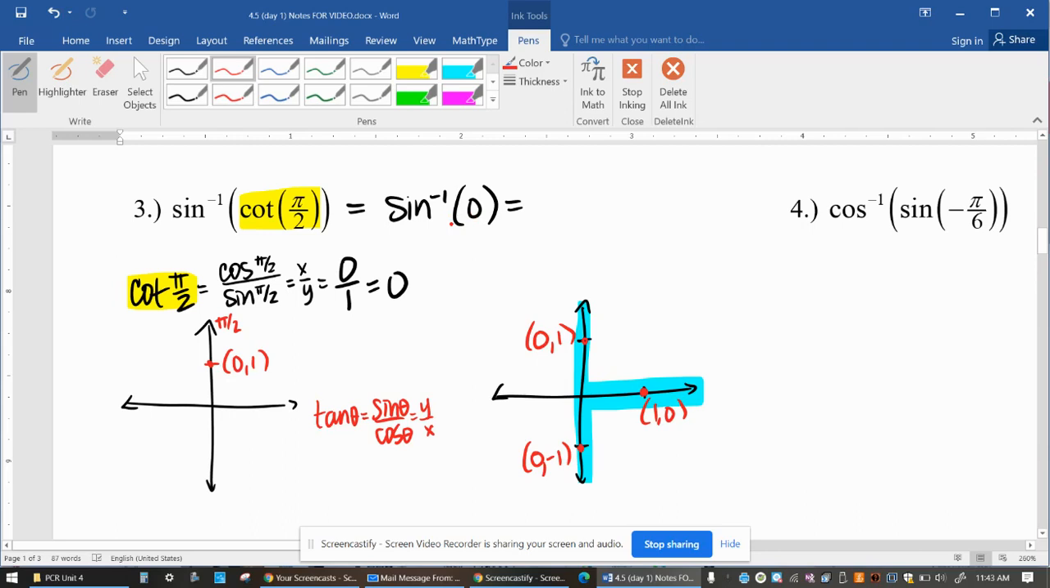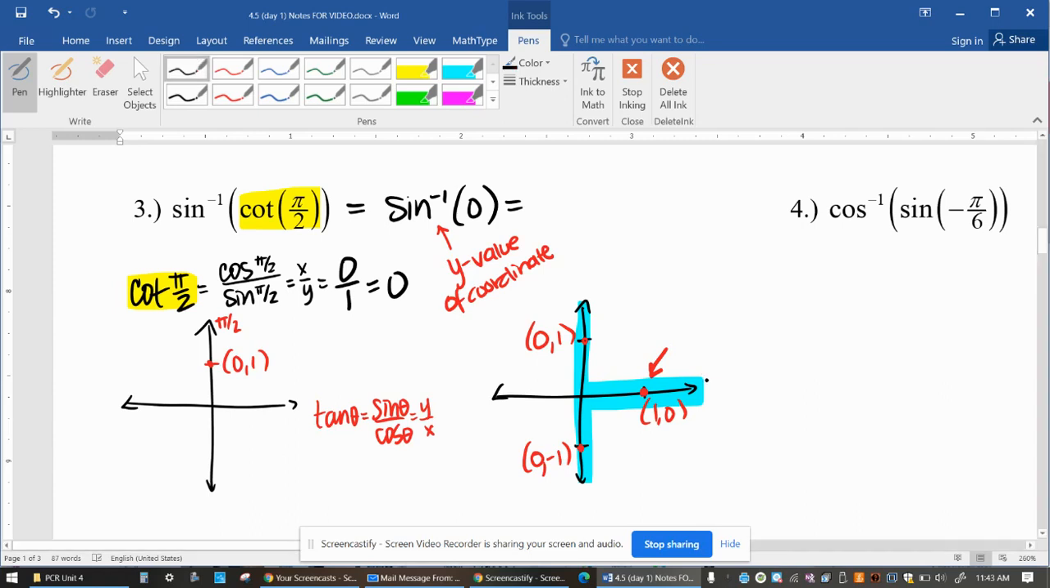Okay, remember back that sine inverse is referring to the y value of the coordinates. Sine is the y value of the coordinates. So I'm trying to figure out which of these angles within the restrictions of sine inverse, which are quadrants 1 and 4, has a y value of 0. This guy.